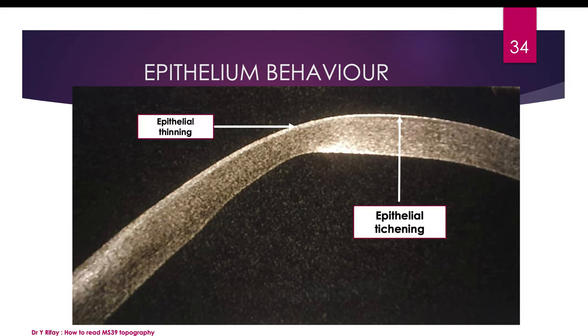This OCT scan will help us to understand in reality what happens. You see here this advanced keratoconus. You see this shape of the posterior surface, but the anterior surface is smoother, and because of the filling effect of the epithelium, we have here an epithelial thickening and an epithelial thinning that will hide this irregularity.